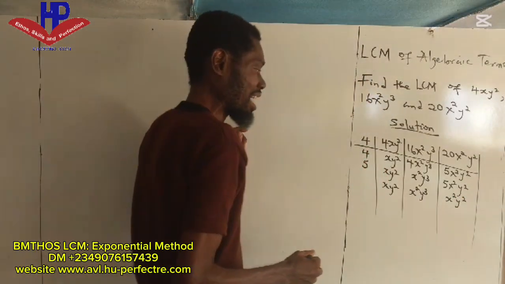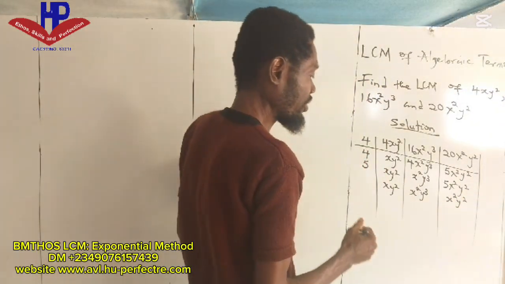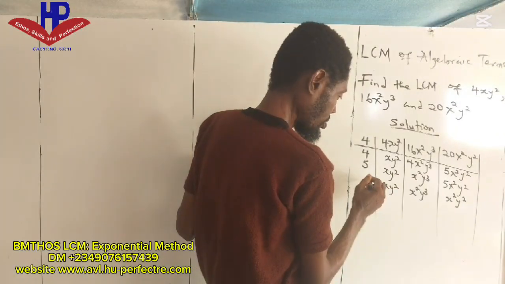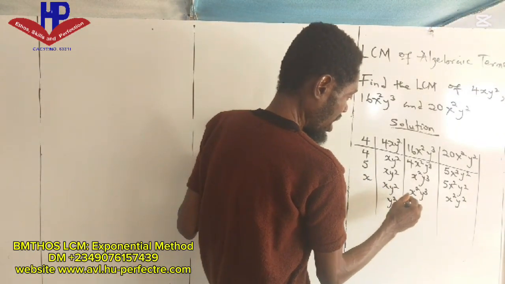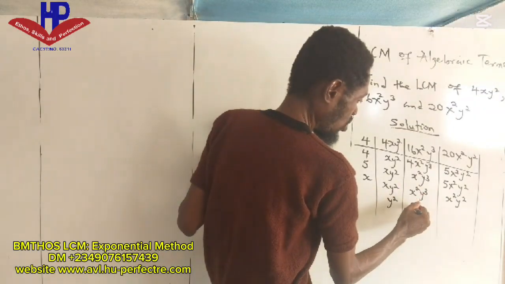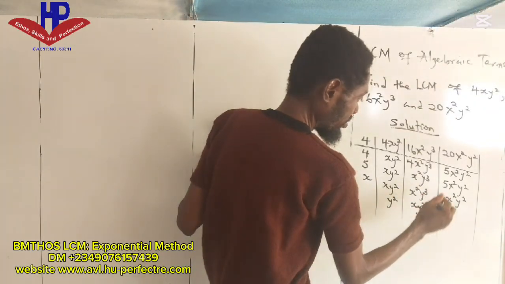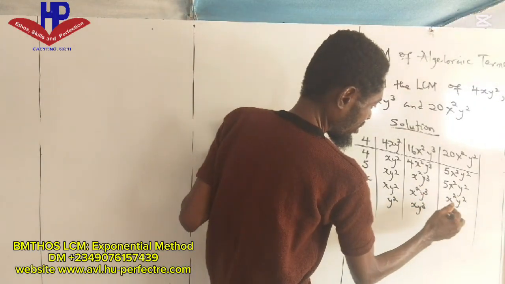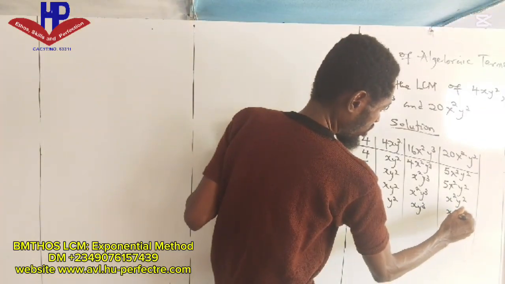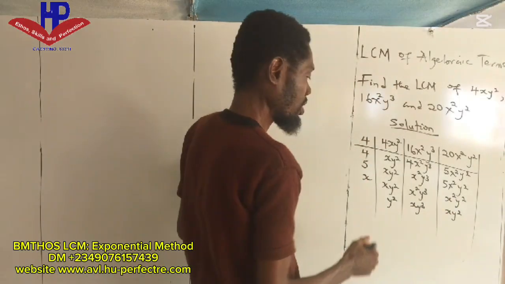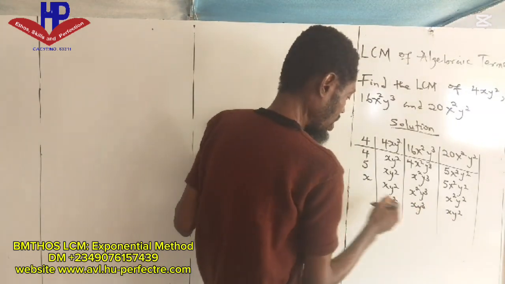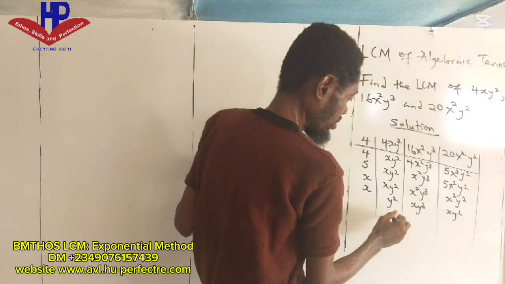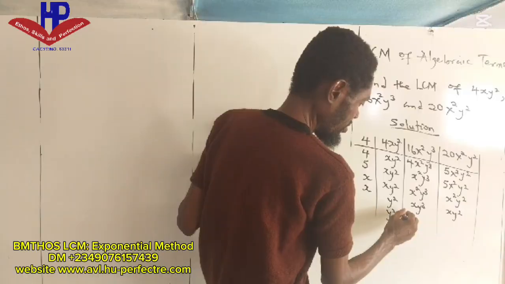Now we're left with only letters. x is common in all. x will divide, and this will be left with y squared. x will divide, and we'll be left with 1, x, y to power 3. x will divide, and we'll be left with 1, x, y to power 2. x is not here, but x is common here, so this x will divide itself. Bring down your y squared.